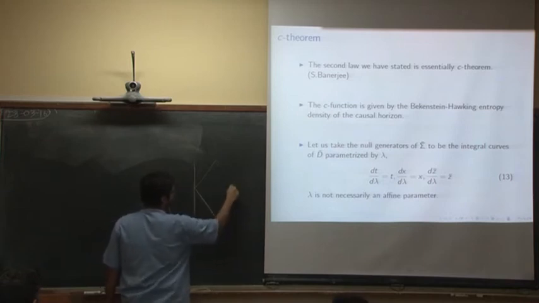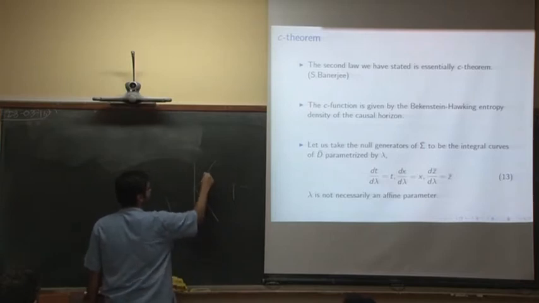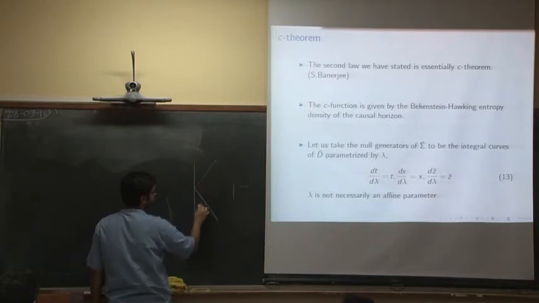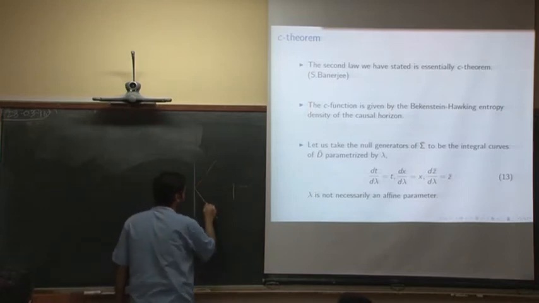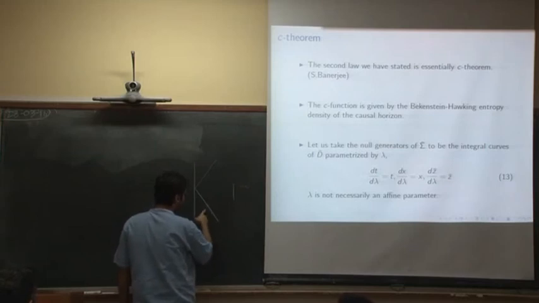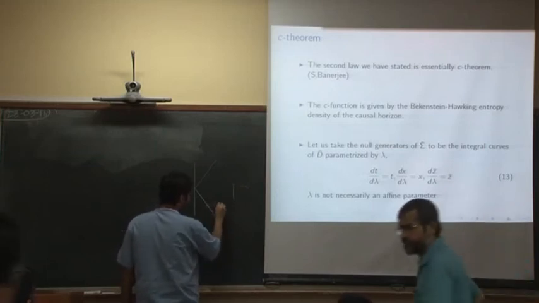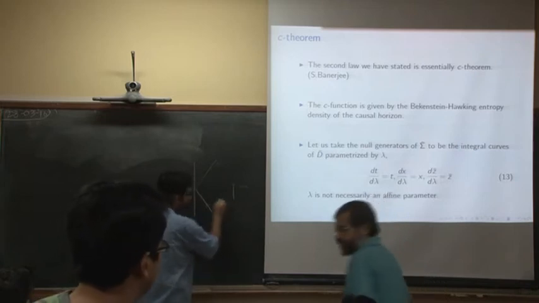So this is the time direction, and this is the horizon that I'm considering. I could also consider this one, so it does not really matter. Now the point is that if I move in positive t, this is the future horizon, so theta is always greater than 0.